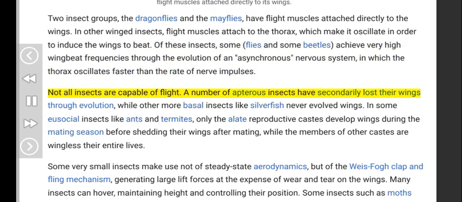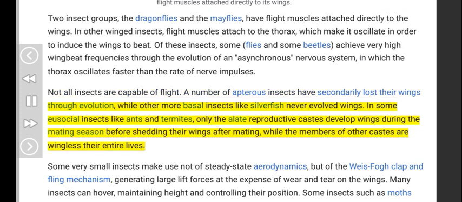Not all insects are capable of flight. A number of apterous insects have secondarily lost their wings through evolution, while other more basal insects like silverfish never evolved wings. In some eusocial insects like ants and termites, only the alate reproductive castes develop wings during the mating season before shedding their wings after mating, while the members of other castes are wingless their entire lives.